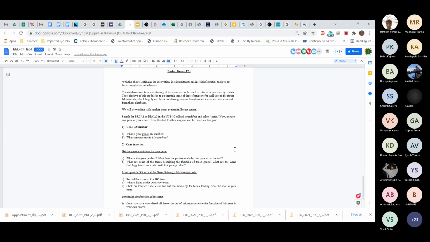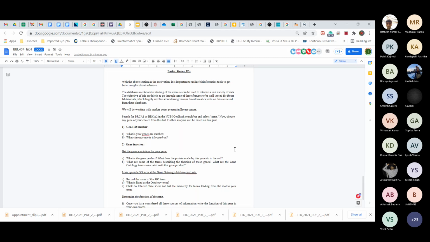Each gene has a unique identifier in a database. In NCBI, each gene has a unique identifier. I want you to find the gene's ID as it is stored in the NCBI database, which is very important because this helps you retrieve a lot of information about that gene, its sequence, and so forth. The next thing I want you to find out is on what chromosome this gene is located, using NCBI, not using Google, please.